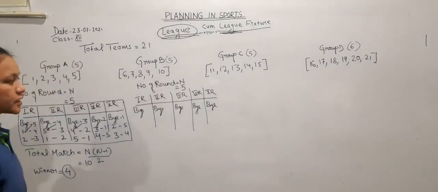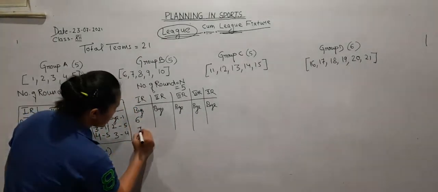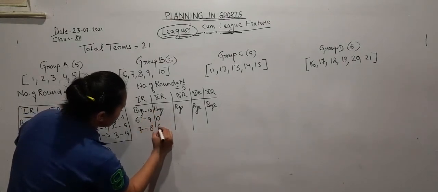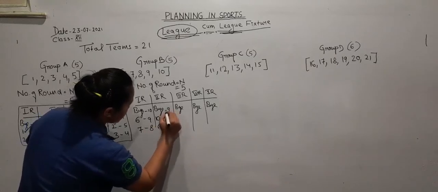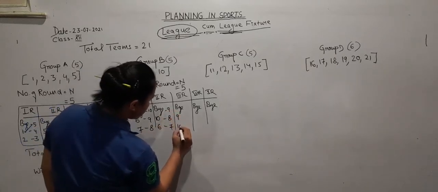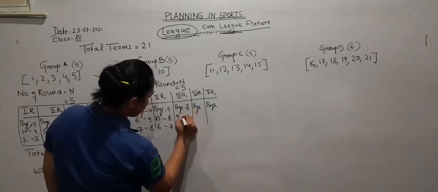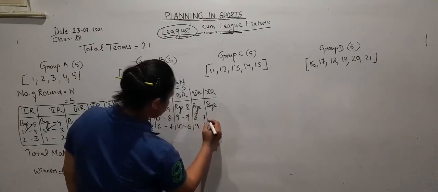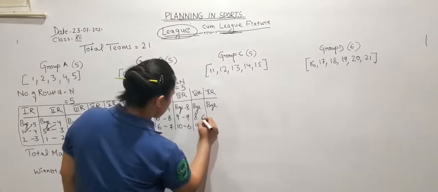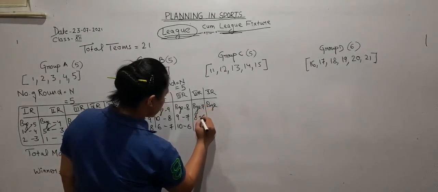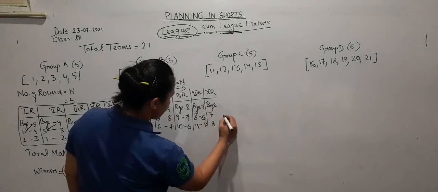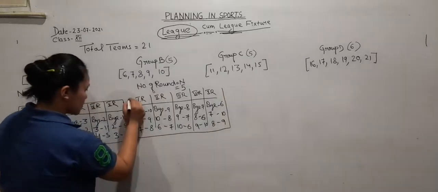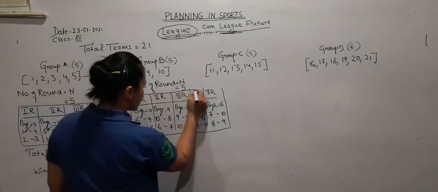And the competitions: 6, 7, 8, 9, 10. Then 10, 6, 7, 8, 9. Then 9, 10, 6, 7, 8. 8, 9, 10, 6, 7. 7, 8, 9, 10, 6. This is for group B.